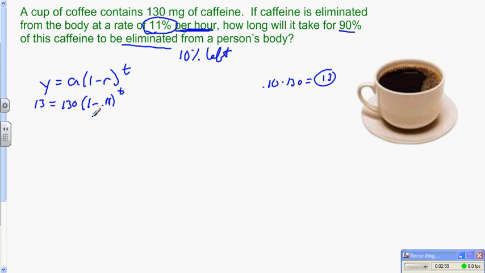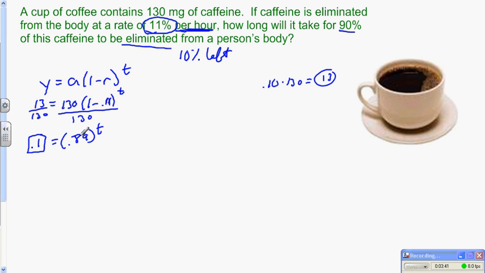13 milligrams of caffeine. Divide both sides by 130, and something interesting happens. Now I'm going to change 1 minus 0.11 to 0.89. 13 divided by 130, well, that's 0.1. So if you notice, we really didn't even have to put in the 130 initial amount and calculate the 13 that's left, because they're wondering about having 10% left, and that is basically over here. So you'll notice this in the next couple of questions as well.